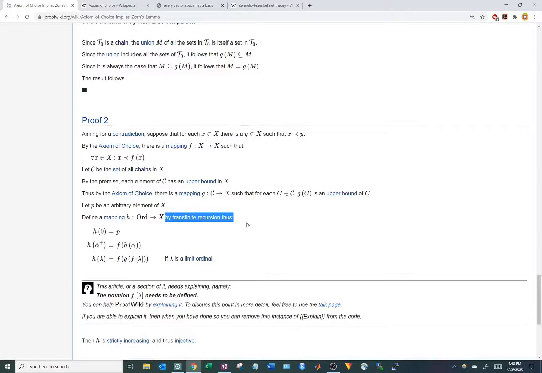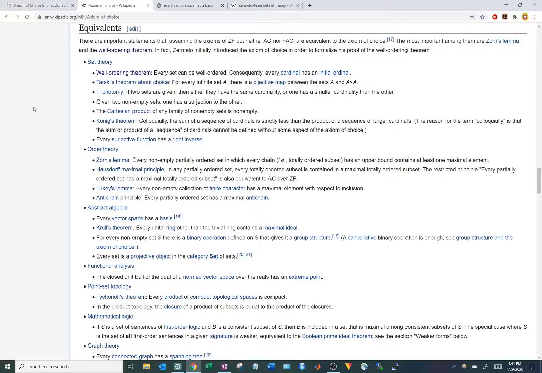But for now, we can sort of just trust logicians that they've found a way to assume the axiom of choice and prove Zorn's lemma, in which case all of those things that we've talked about are equivalent. And in fact, there's a whole bunch of other statements which are equivalent to the axiom of choice, and here is a list of them just from Wikipedia. So again, here we see the well-ordering theorem, Zorn's lemma, the Hausdorff maximal principle, all things that we talked about, but there's also a lot of other things that we haven't talked about.